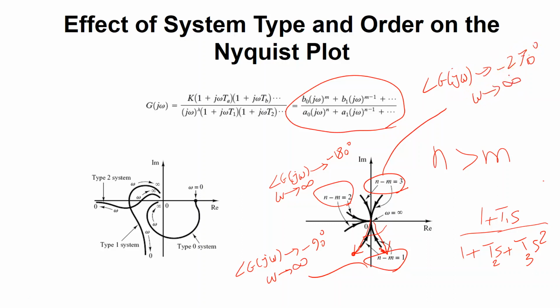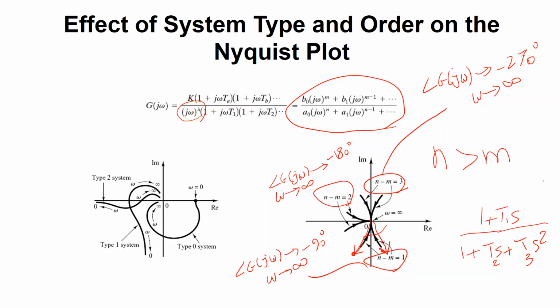So that's the effect of order, or the difference in order of numerator and denominator, on the Nyquist plot. Now, what about the type of the system? Type, if you remember, was the number of poles at 0. Type was this parameter lambda. And what's the effect of that?